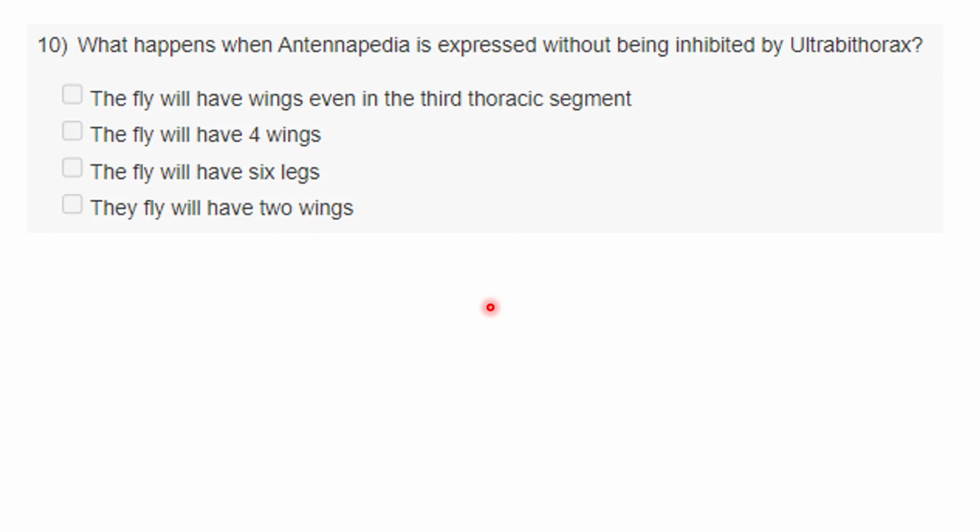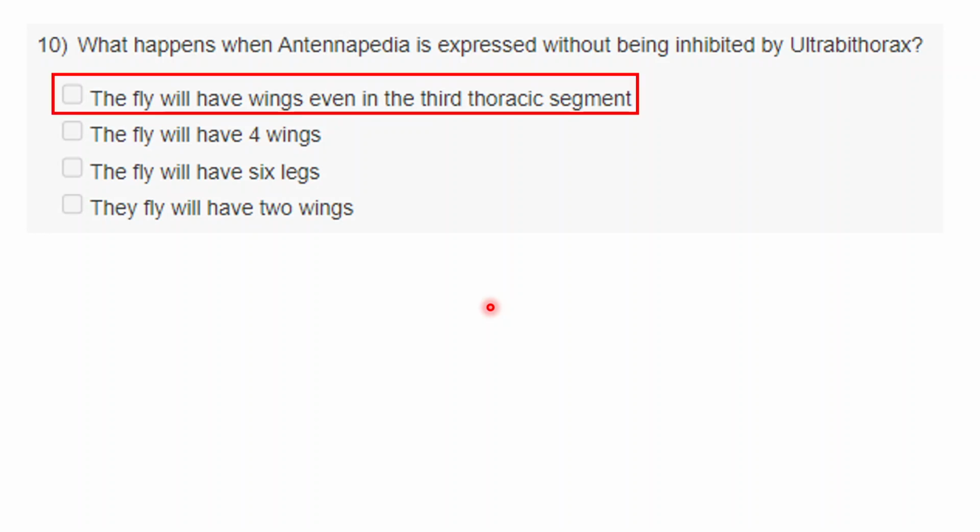Okay, so what will happen when antennapedia is expressed without being inhibited by ultrabithorax? The fly will have wings even in the third thoracic segment. If you remember, there are 3 thoracic segments, T1, T2 and T3. Generally the second thoracic segment is the one which forms wings. The fly will have 4 wings because now it has an extra pair of wings in the third thoracic segment. The fly will have 6 legs because 6 legs is the general phenotype.